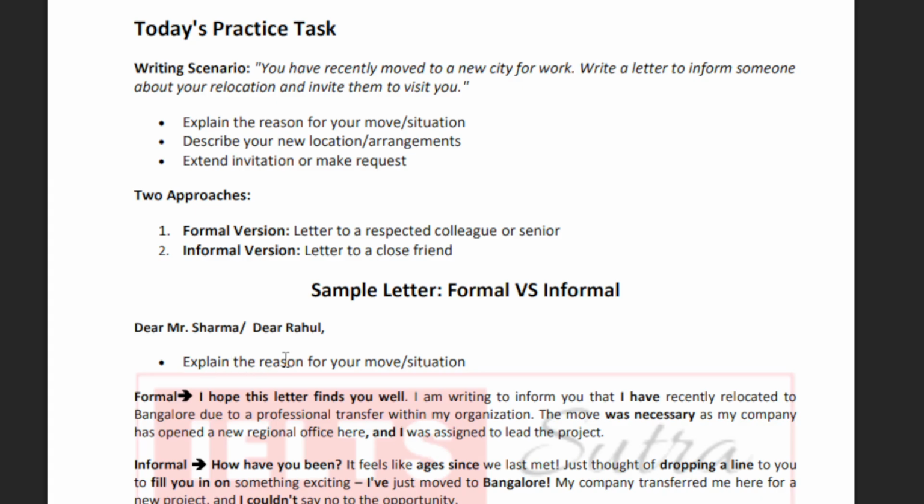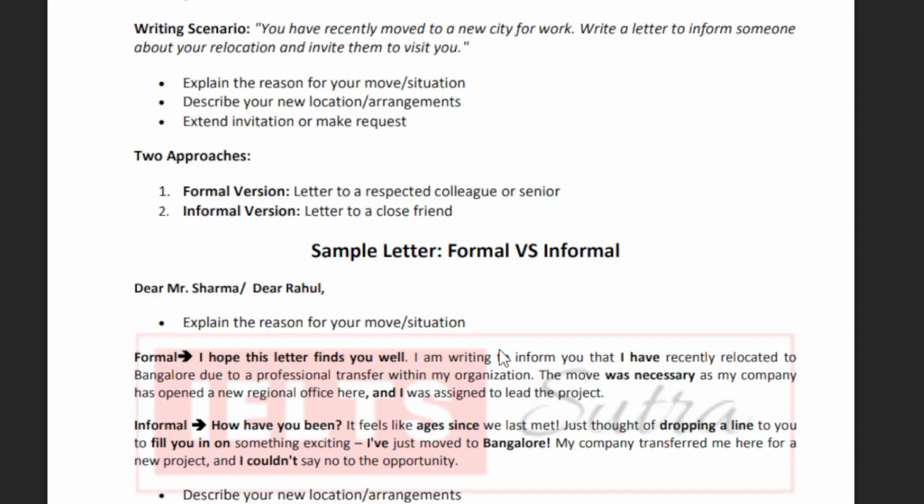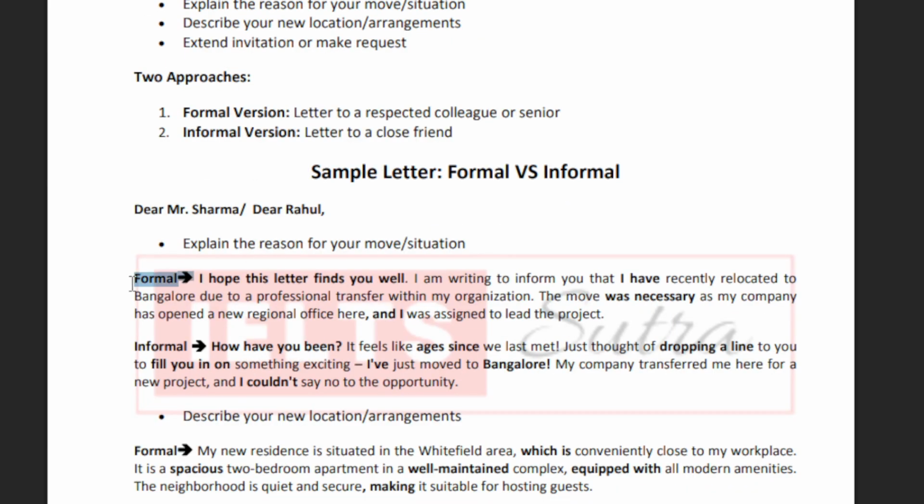Explain the reason for your move or situation. So this is the first paragraph of the letter. In case of formal letter, here look closely how I'm doing this. We have written, I hope this letter finds you well. I'm writing to inform you that I have recently relocated to Bangalore due to a professional transfer within my organization. The move was necessary as my company has opened a new regional office here and I was assigned to lead the project. So basically the first question was that we have to explain the reason for the movement, that why did we move. So we have explained over here.